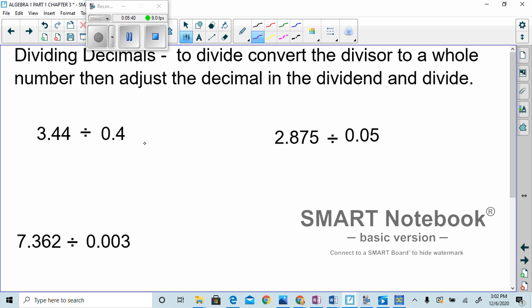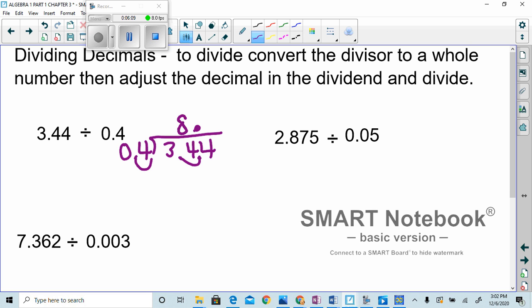a decimal. So if I write this in the long division method, this says 3 and 44 hundredths divided by 4 tenths. Again, 4 tenths is a decimal, so I'm going to move that decimal one place over to make it a whole number. It's basically multiplying by 10. Whatever I do to the divisor, I have to do to the dividend, and make sure you put that decimal right up in your quotient. And now we're ready to divide.